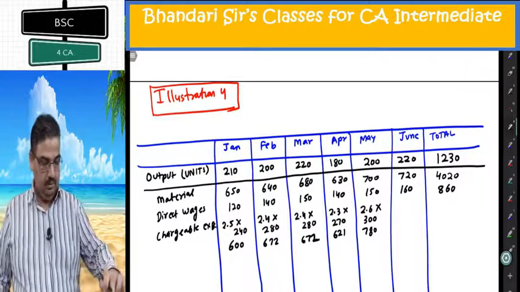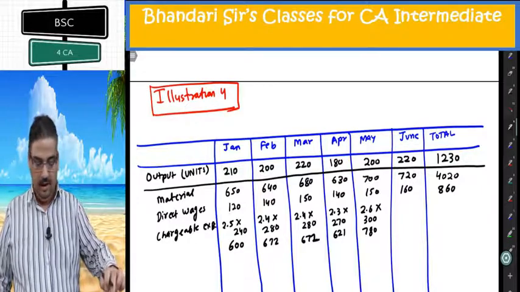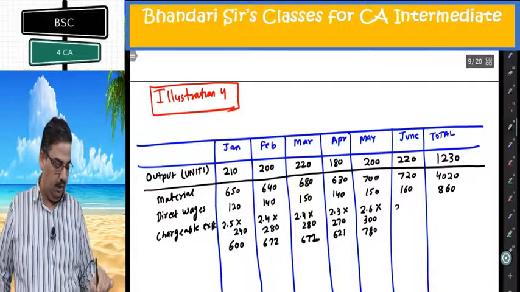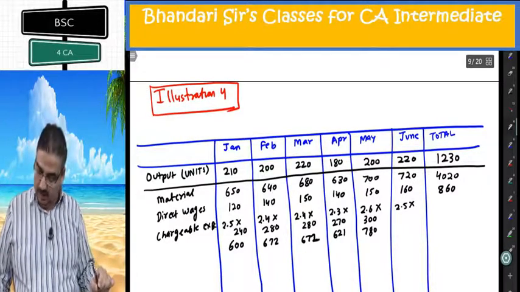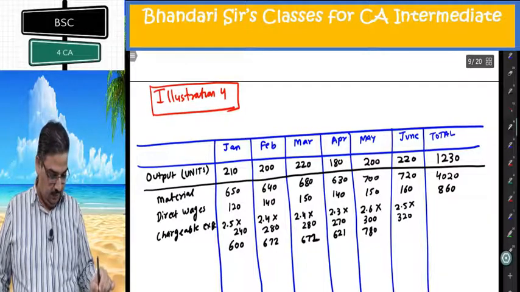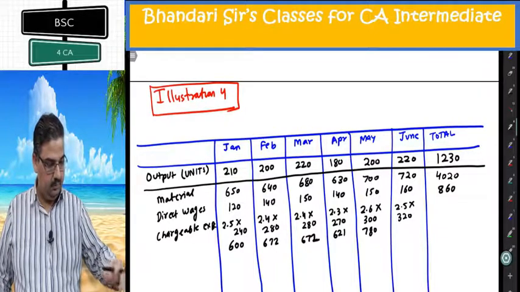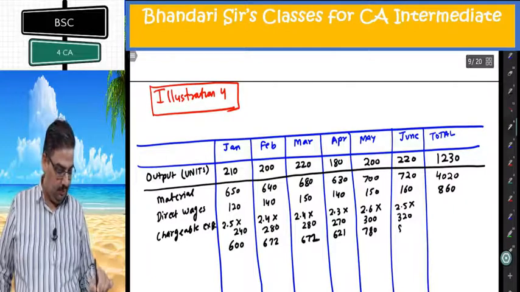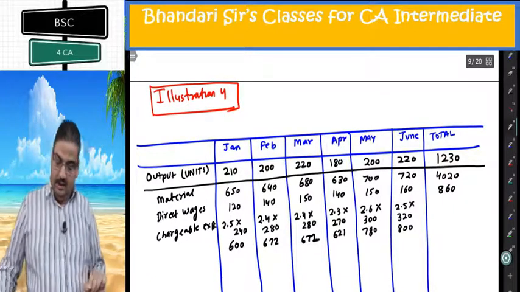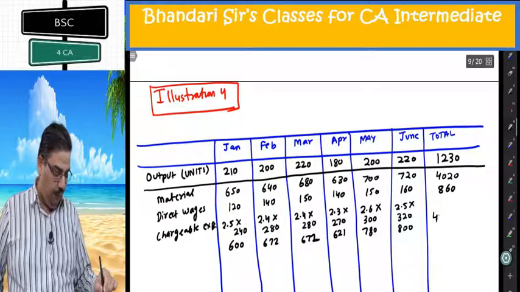Last month 12,000 divided by 4,800, I'm getting 2.5 now, multiplied by 320, 800. Add these all, you will get 4145.